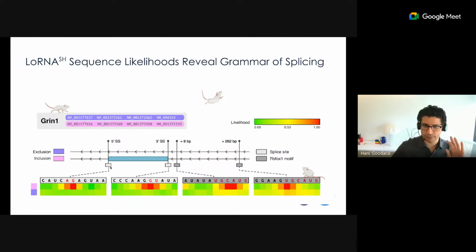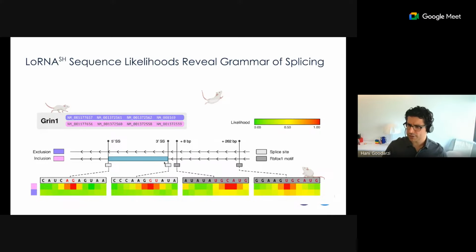And we know from previous work that this decision is driven by these two parts of the intron where an RNA binding protein called RBFOX1 sits. If RBFOX1 binds these places, this exon will be included. If it doesn't, it won't. So if you remove RBFOX1 from the cell, you won't see this exon in the middle. So this is something that we do know about biology, right?